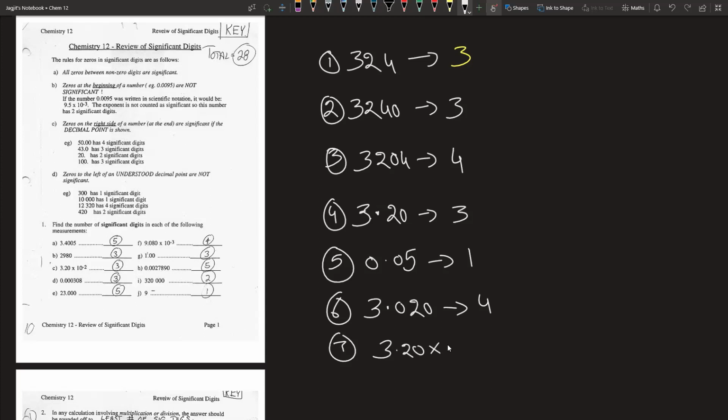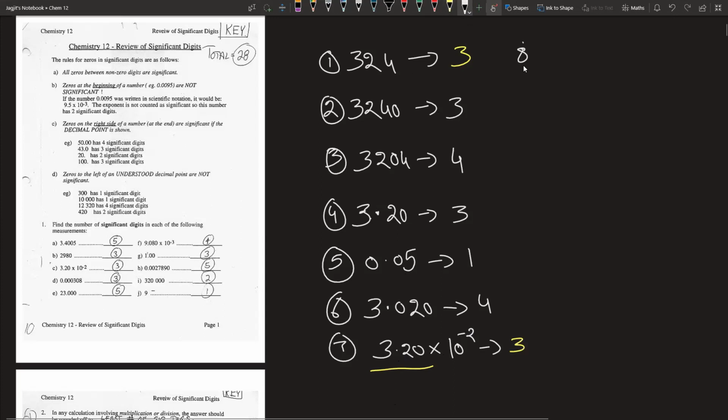Sometimes they're going to write it in scientific notation. So they might give you 3.20 times 10 to the power minus 2. Well, you don't really care about this 10 to the power minus 2 or any other number. You just look at the main term. This is your main term, 3.20. The 0 after the decimal is going to count now. So this counts, 0 counts, everything in between counts. So you have 1, 2, 3 sig figs.